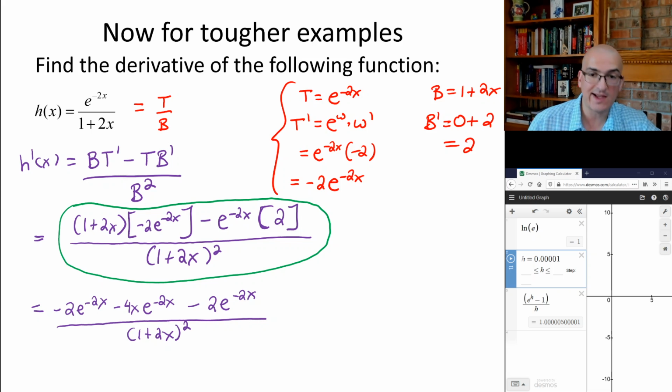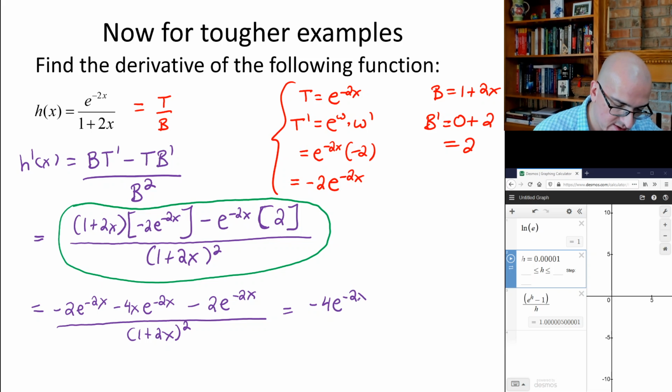And then we can collect like terms. We have the first term and the last term on top. They are the same type of quantity, negative 2 of something and another negative 2 of that thing. So we have negative 4 of those, negative 4 e to the negative 2x minus 4x e to the negative 2x, all over 1 plus 2x all squared.